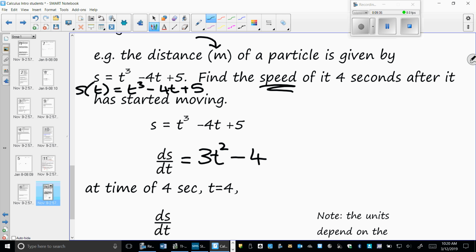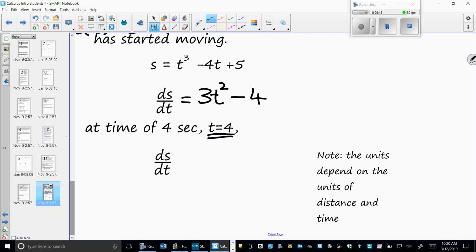And they've asked us to find the speed 4 seconds after it started moving. So if it's 4 seconds after it started moving, it tells us that t is 4. And so we're just going to substitute that value into this expression. That would be 3 lots of 4 squared, take away 4. We have to remember to use BIDMAS, so we square the 4 first, which is 16. Multiply that by 3, which is 48. Take away 4, which is 44.